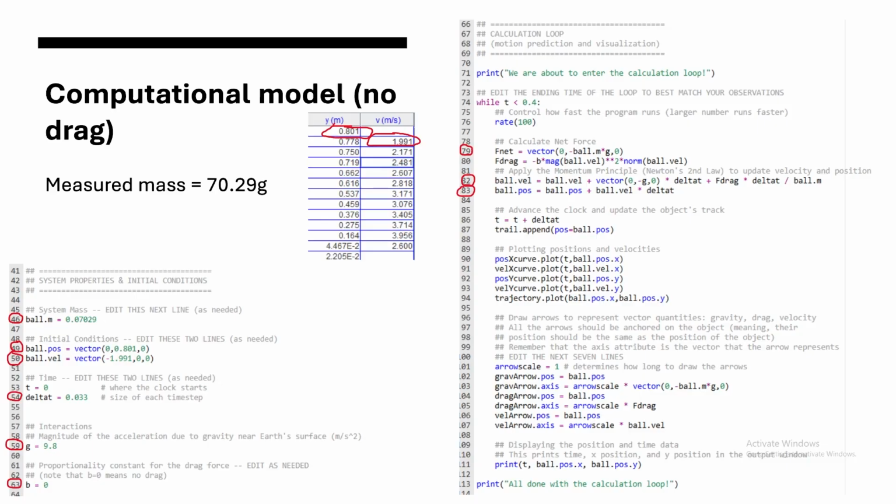As you can see here, we input each measurement on each line of code, with delta t being 0.033 seconds, because that's the amount of time that passes between each frame of the video. And then the coefficient for the drag force B is going to be equal to 0, because we're not taking that into consideration yet. Then F net is the ball's mass times the acceleration of gravity. And then these two lines, 82 and 83, are our velocity update and position update formulas.